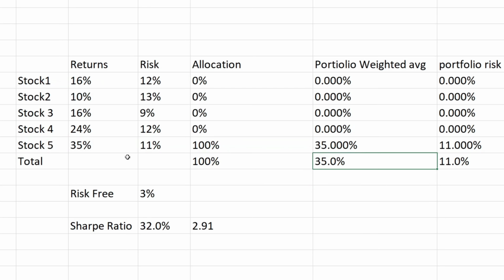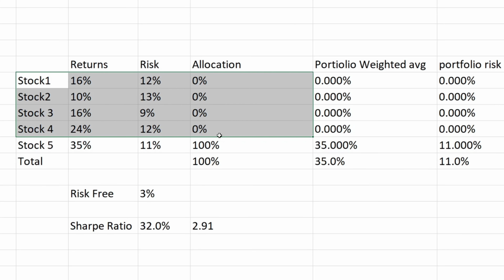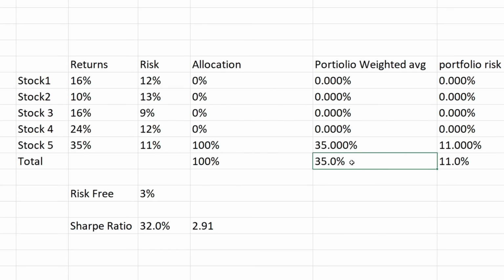If you do it here, you're going to get 35% returns and 11% risk. Excel feels these stocks 1, 2, 3, 4 are not a good option to invest here because you're not getting the maximum returns. Okay, see, it is not the case always. If this risk is higher, then it will give you a combination of numbers.